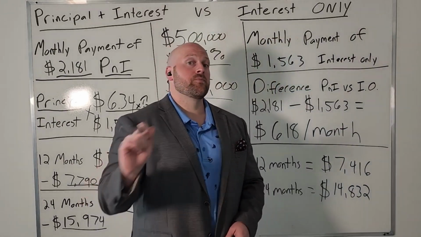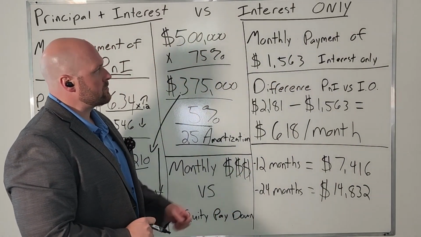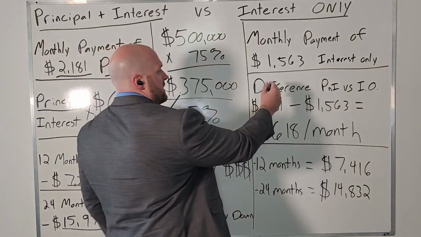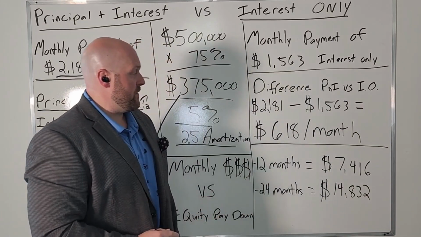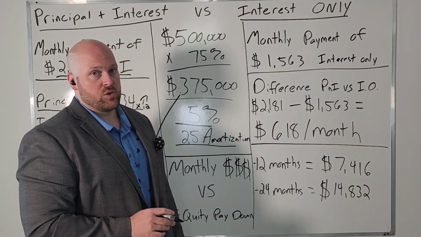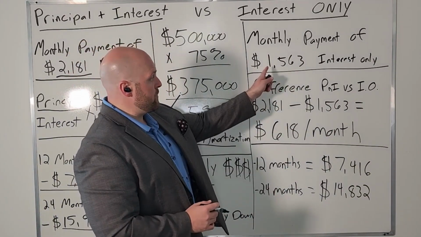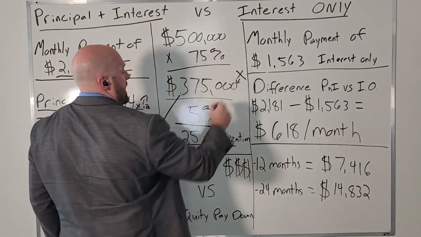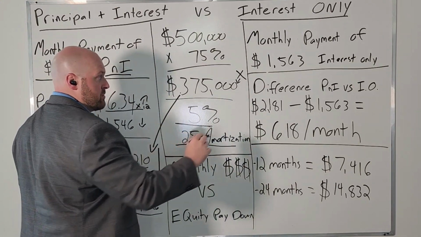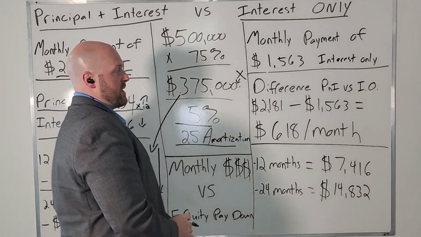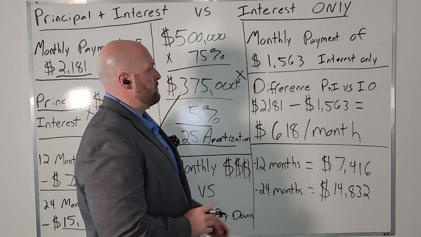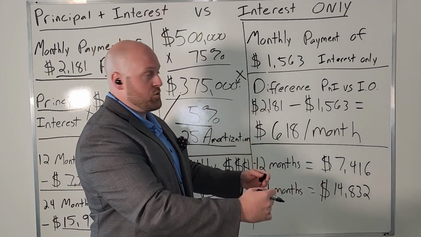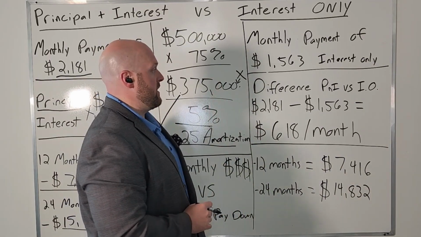Let's flip over to the interest-only side. Monthly payment on the interest-only side is $1,563, and that is interest only. I know it's pretty obvious, but every single month that you pay this, you are not paying any of this down. $0 goes to the principal. I just want to make sure to drive that point home so that people understand that. $1,563 every single month strictly goes to service the interest on that $375,000.